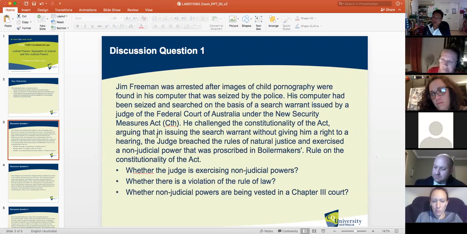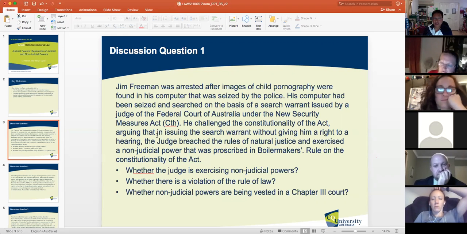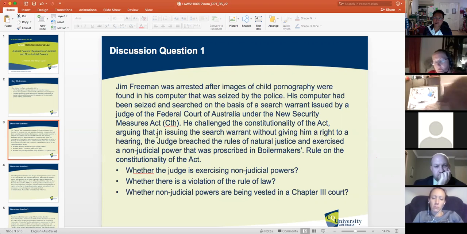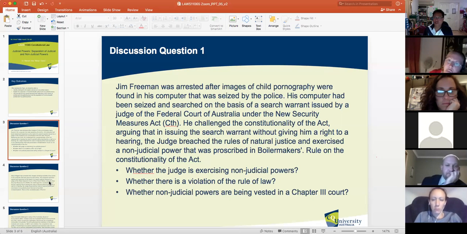First legal issue was whether or not this involved a matter, because that leads to the question of whether or not the powers that the law vested in the judge involved the exercise of judicial powers. And the second question was, assuming that what was involved was the exercise of non-judicial powers, whether or not that violated the doctrine of separation of powers in Australia. And thirdly, the other question was, in exercising non-judicial power, did the judge breach the rules of natural justice? So those were the three legal issues.